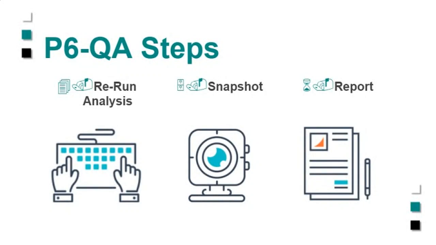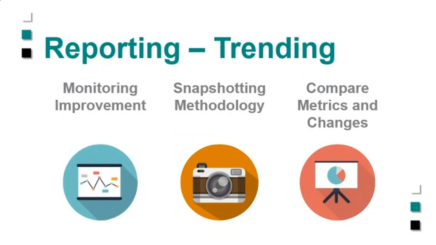So I'm going to hop back on over to my slides here. And we're going to talk a little bit more about doing some reporting and some trend analysis. Now, in conjunction with P6QA, you could do some things on reporting. Say, for instance, you wanted to monitor the improvement over time. This could be per project. This might be for a project manager or a scheduler or something like that.